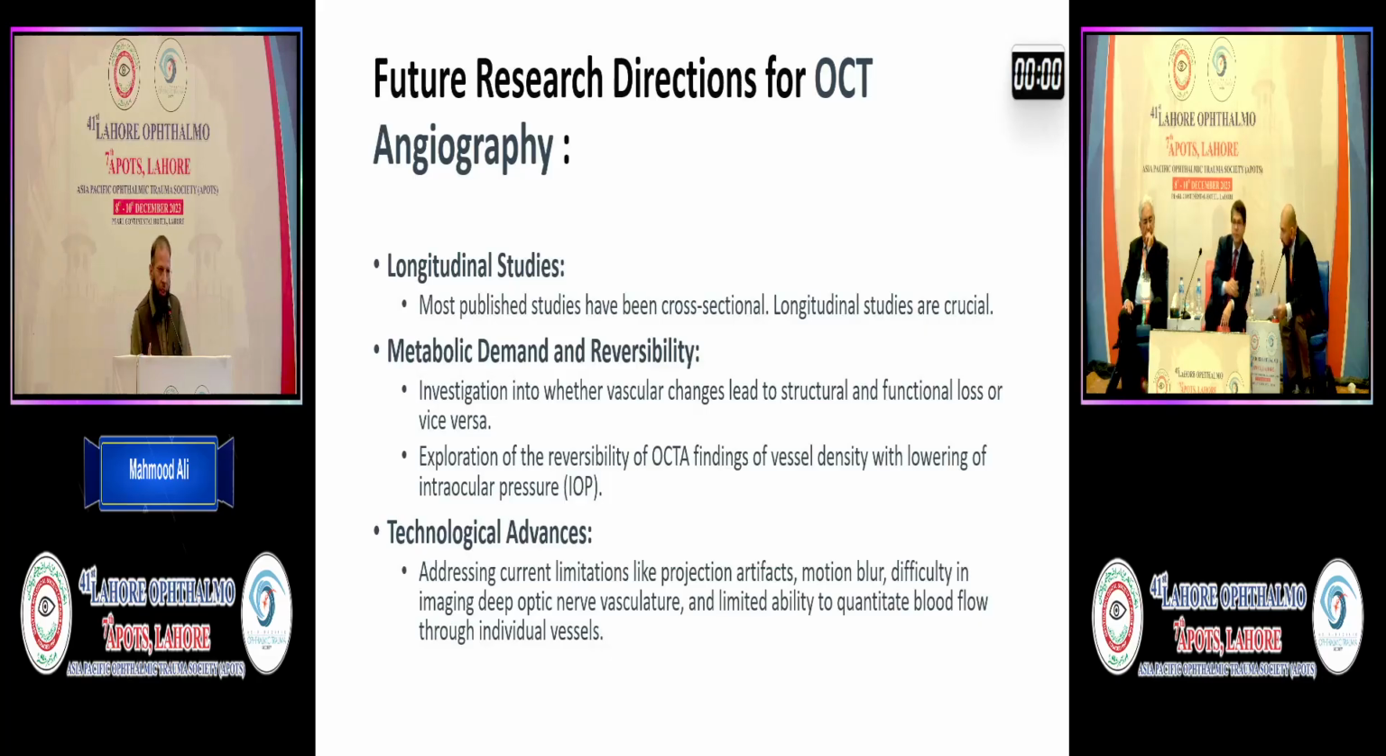What is the relationship between the vascular changes and the structural changes? Are the vascular changes occurring first, leading to the damage of the ganglion cells, or is it the reverse, that the ganglion cells are suffering death or apoptosis, and this leads to decreased metabolic demand and vascular loss? And of course, technological advances will help us to further improve this investigation and its utility in future.